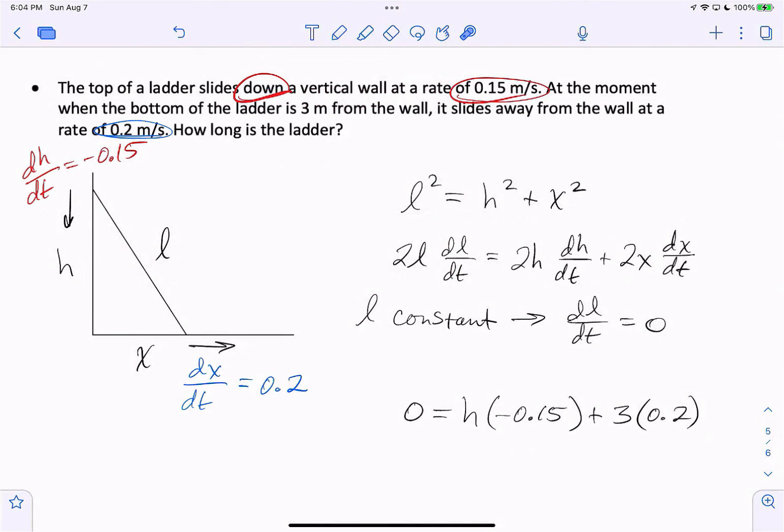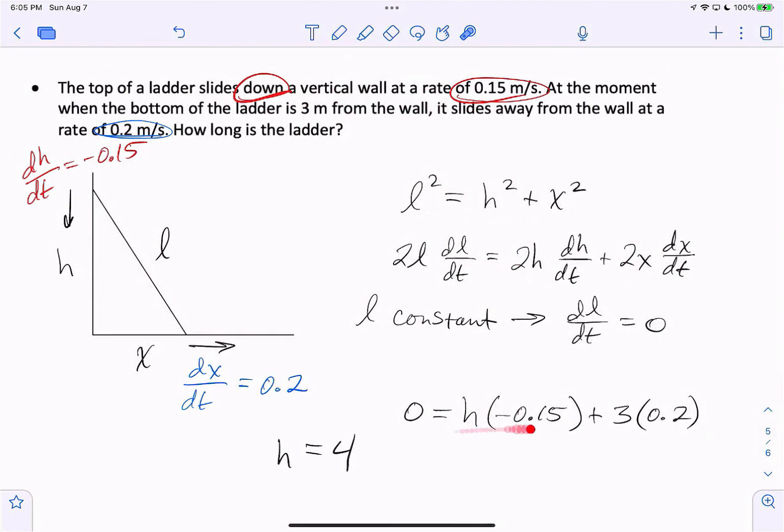Plugging in the numbers that I have now, I also divided out the 2's. I have 0 on the left-hand side of the equation. h is the thing that we don't know. dh/dt is negative 0.15. x is 3. We're given that here. The bottom of the ladder is 3 meters from the wall. And dx/dt is 0.2. If you didn't have this negative, then you would have gotten a negative number for the height of the ladder, the distance, or the height of the ladder up on the wall. And let me just go ahead and say here that we have that h is equal to 4.